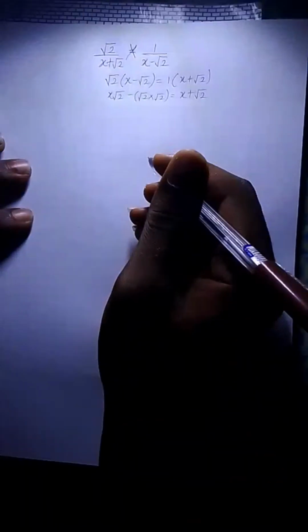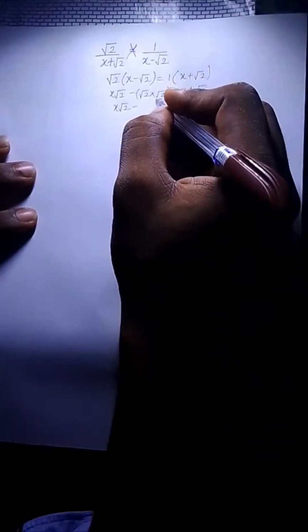And so then let's open the bracket, expand the bracket. We have x root 2 minus root 2 times root 2 equals 1 times x, which is x, plus root 2. Okay, so what's the next thing for us to do here? So we have x root 2 minus root 2 times root 2 gives us root 4, and the square root of 4 is 2, equals x plus root 2.